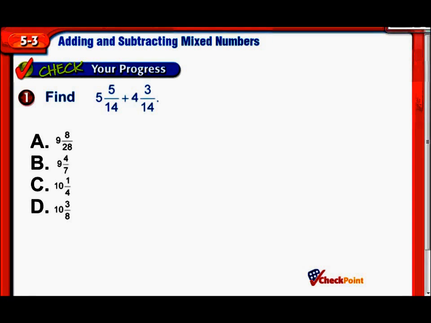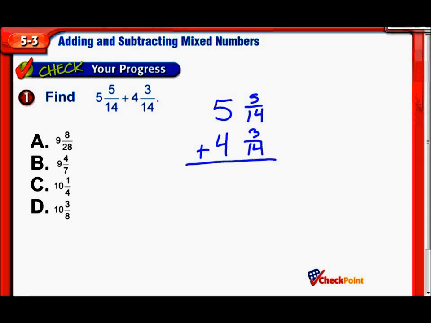So here we start off with 5 and 5/14 plus 4 and 3/14. All right, first thing I like to do is set up these problems vertically. There we go. Next thing I like to do is add up my whole numbers. So 5 plus 4, well, that's 9. Now I'll add the fractional parts. 5/14 plus 3/14, well, that's 8/14.